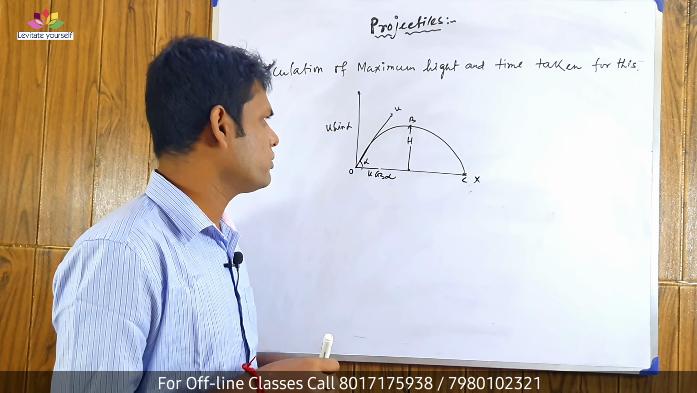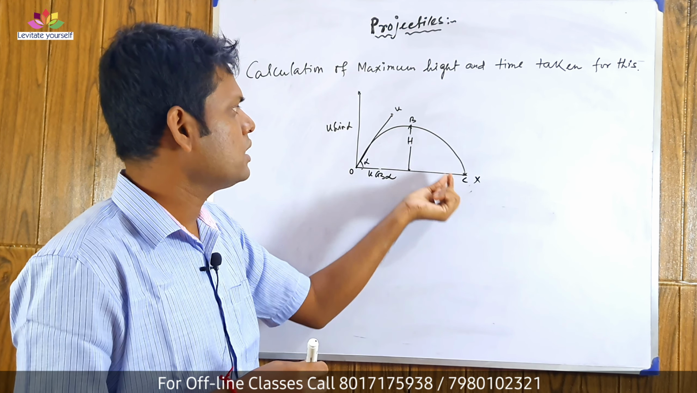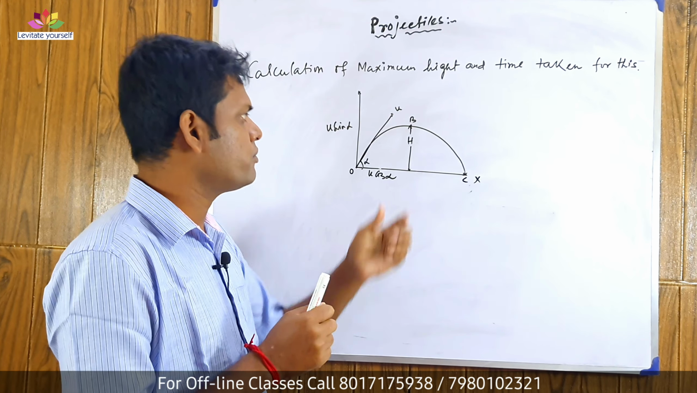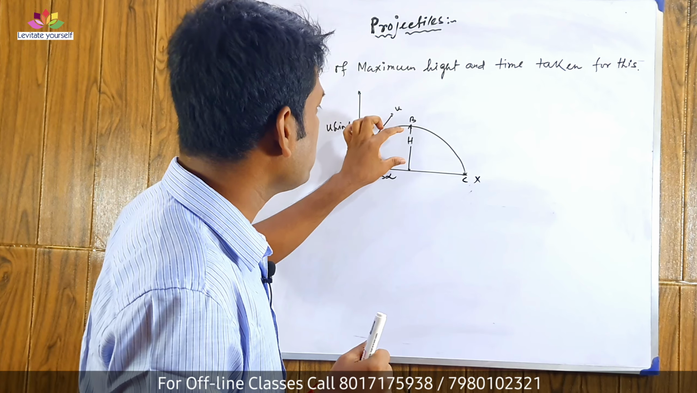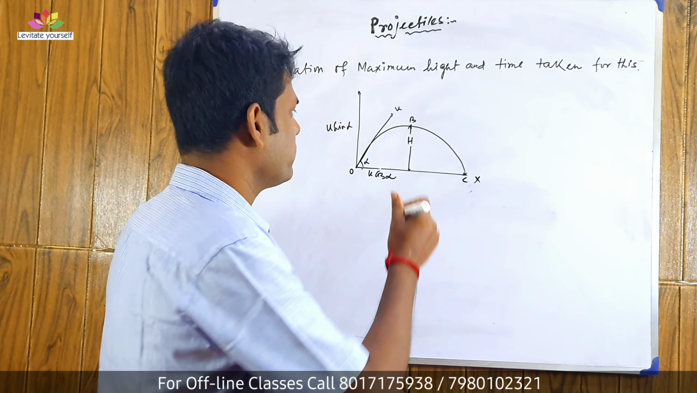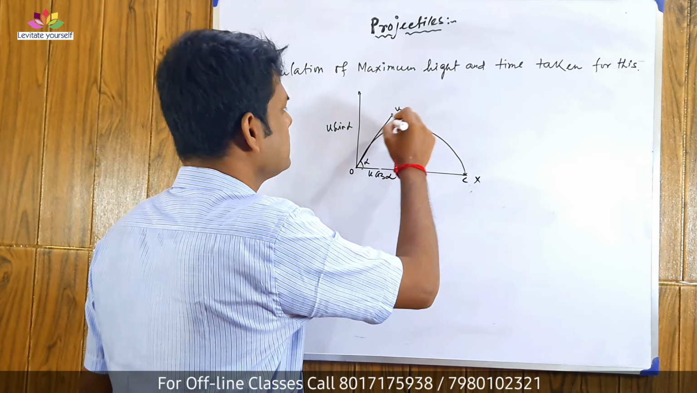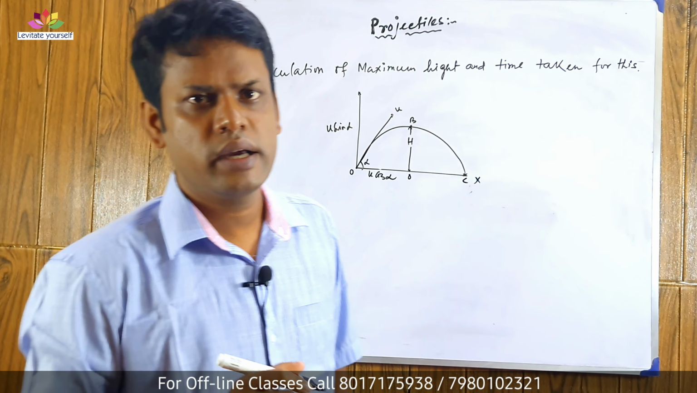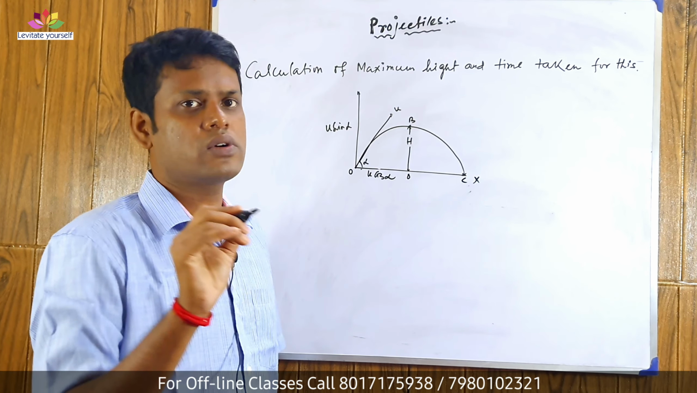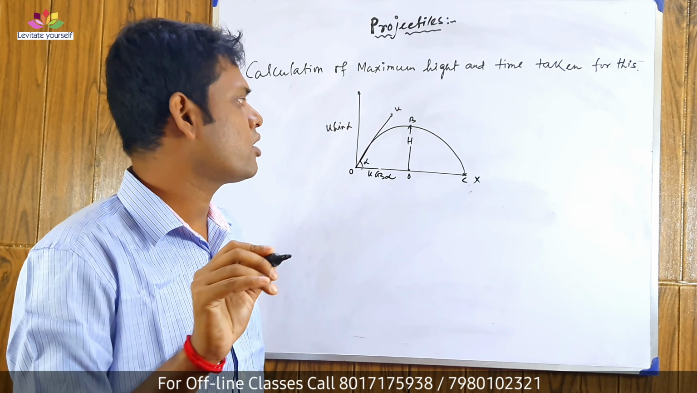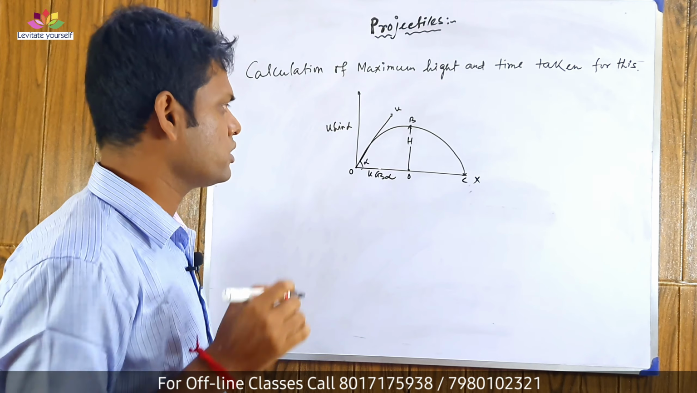So for this path OBC, B is the highest point of this projectile path. Now I calculate this height, OB, equal to h. When the particle reaches point B, the vertical component of the velocity will be 0. Only the horizontal component of the velocity remains. So now we calculate the height h.